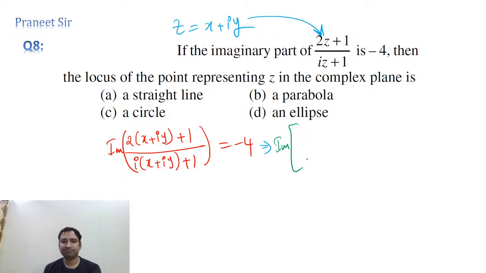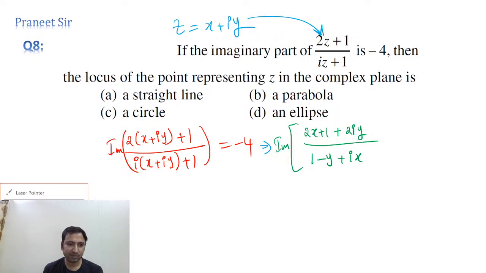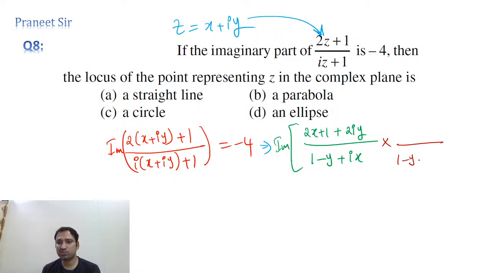Imaginary part of the numerator, you simplify this: 2x plus 1 plus 2iy, by the denominator, which is 1 minus y plus ix. So we need to multiply both numerator and denominator with the denominator's conjugate. The denominator's conjugate is 1 minus y minus ix. That is equal to minus 4. We got it.